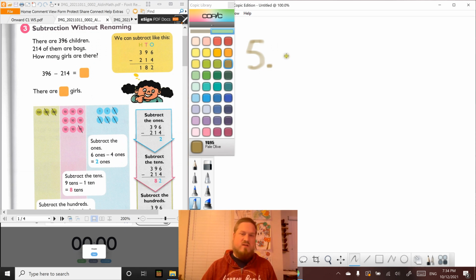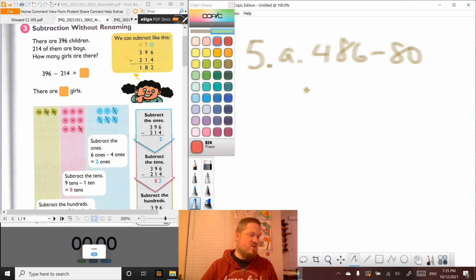Here we'll do the first one together. A is 486 minus 80. So we're going to rewrite that in vertical format. That's what you're going to do in all of the problems that you're doing today, in your textbook, in your notebook, and in the workbook: you're going to take the equation that's written like this and turn it into a vertical equation, up and down.